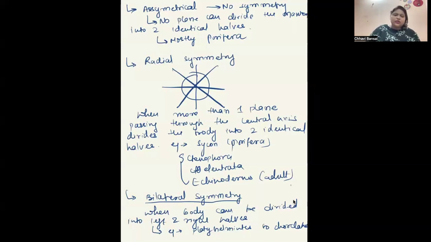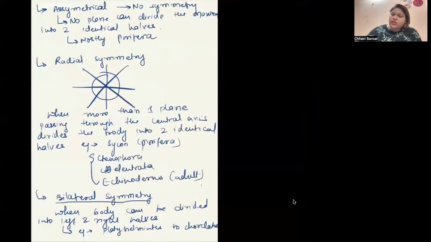Next is germ layers. The next basis of classification is germ layers. Now, what are germ layers and how do they form a basis of classification? What do I mean by germ layers here? So, for example, we'll see with the process of fertilization itself.